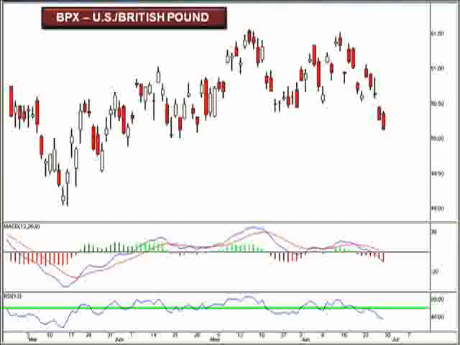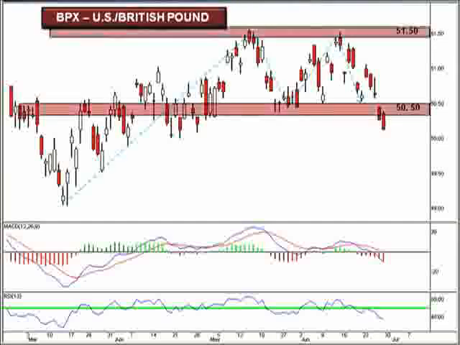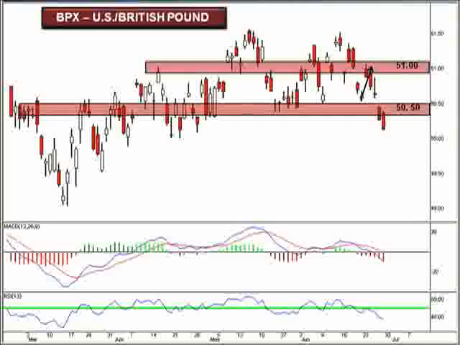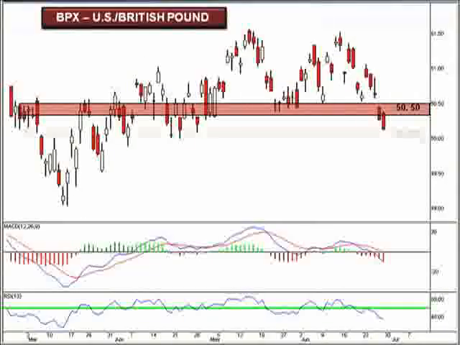The BPX, the US versus the British pound, saw a nice little double top form here. And our suggestion last week was that it was likely to find some consolidation with the high probability of retesting the 51, which actually played out perfectly. We did have a bounce off of that 51 resistance down into the 50.5. It's actually since broken through there, which is a very significant support level.